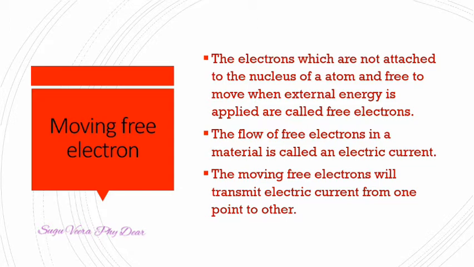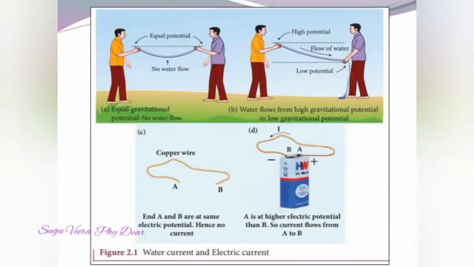Already we studied in 11th standard unit 6 that mass moves from higher gravitational potential to lower gravitational potential. Likewise, positive charge flows from higher electric potential to lower electric potential, and negative charge flows from lower electric potential to higher electric potential. So a battery or electric cell simply creates a potential difference across the conductor.